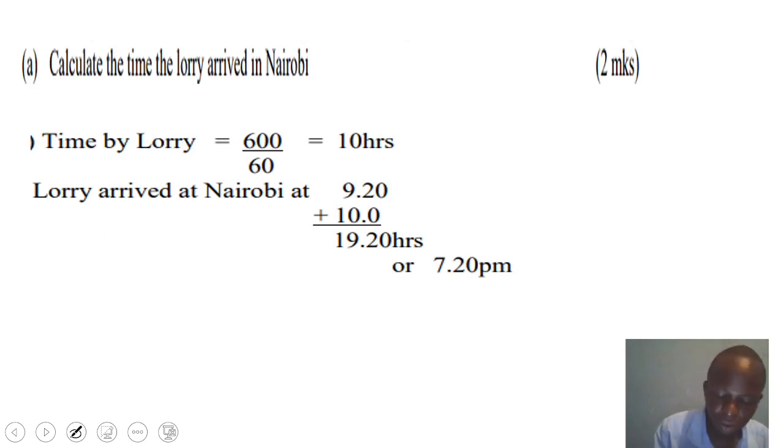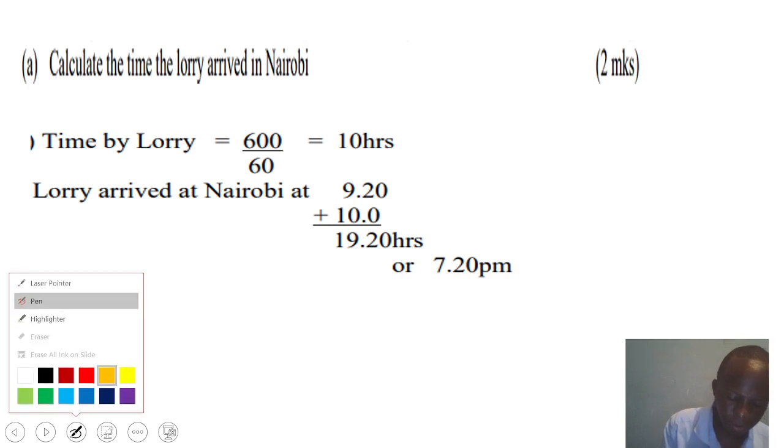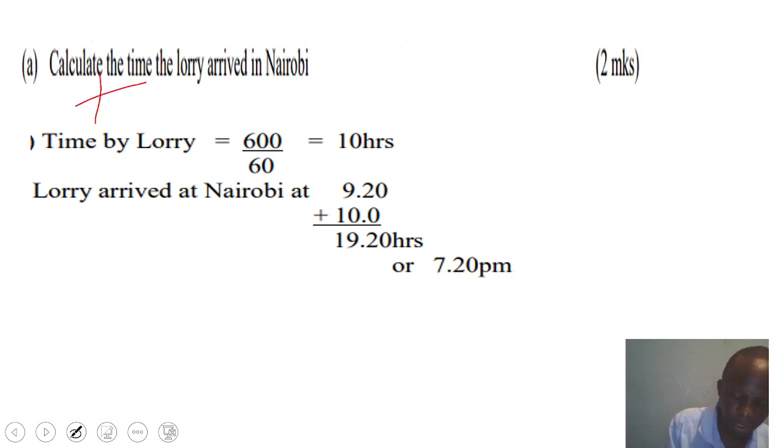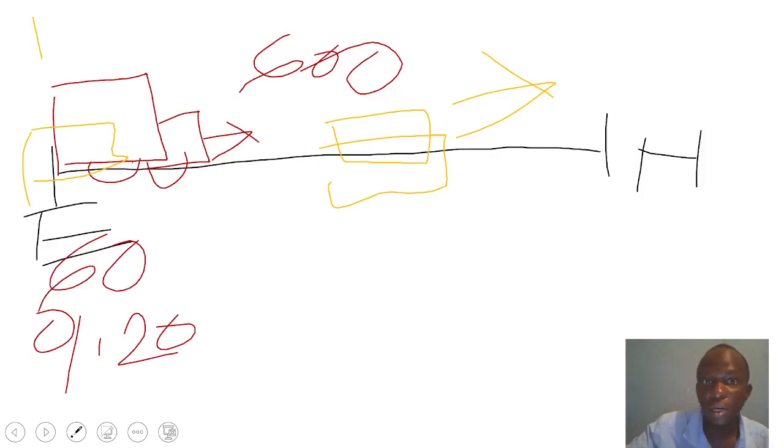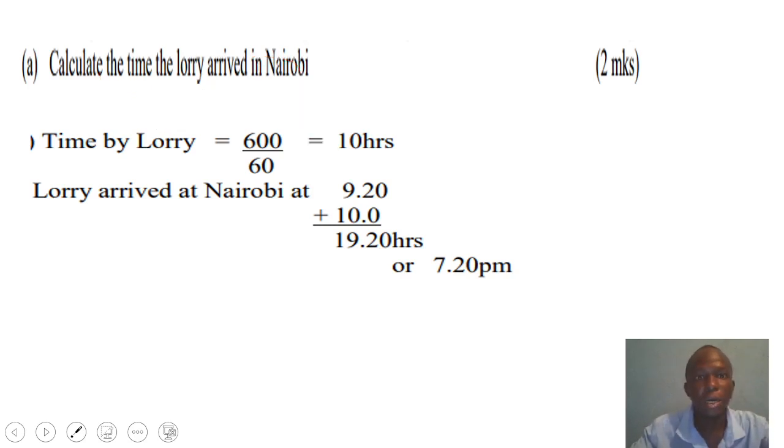Once again, time is equal to distance over speed. The distance is 600 kilometers and the speed of the lorry is 60 kilometers per hour. That's why we are saying 600 over 60, and the answer is 10 hours.